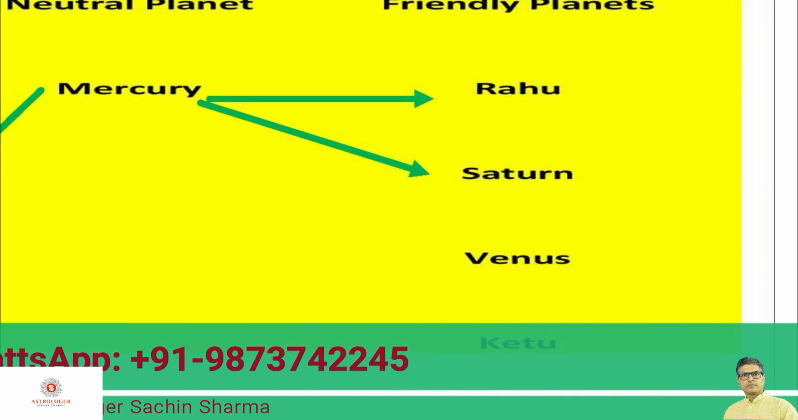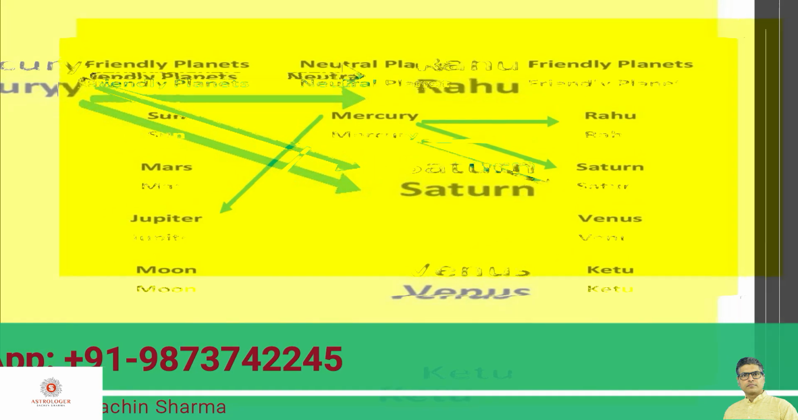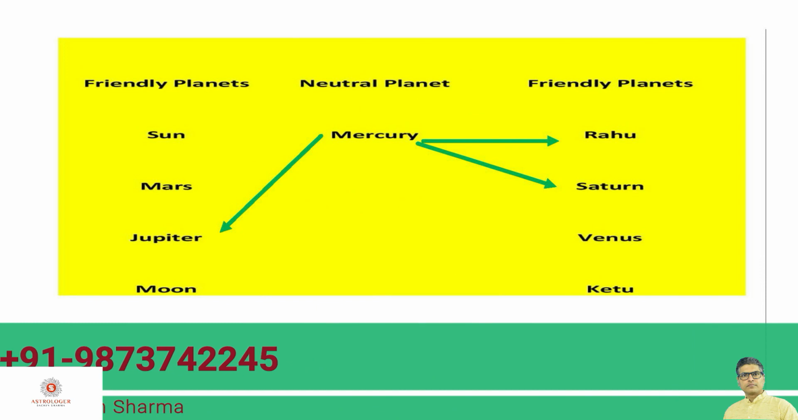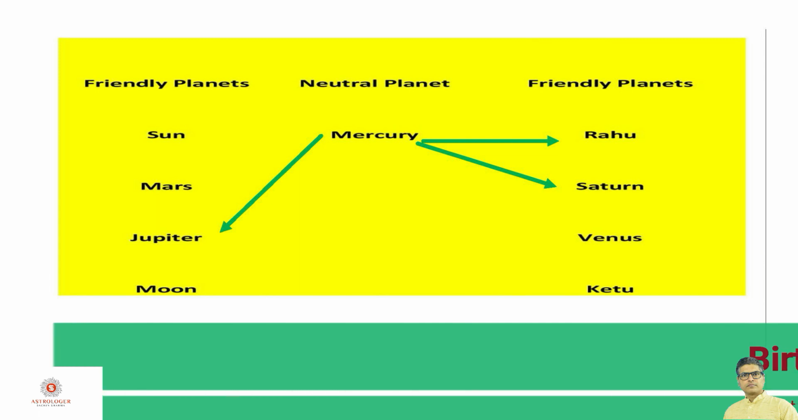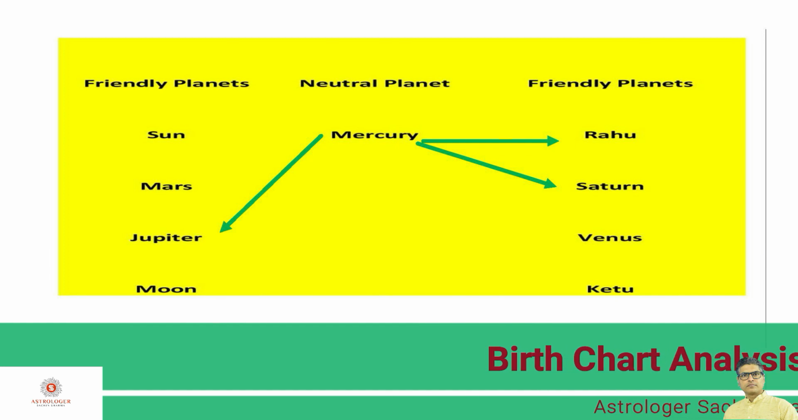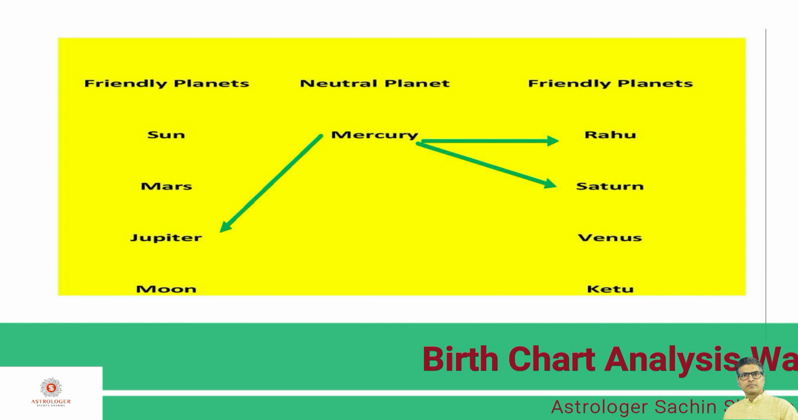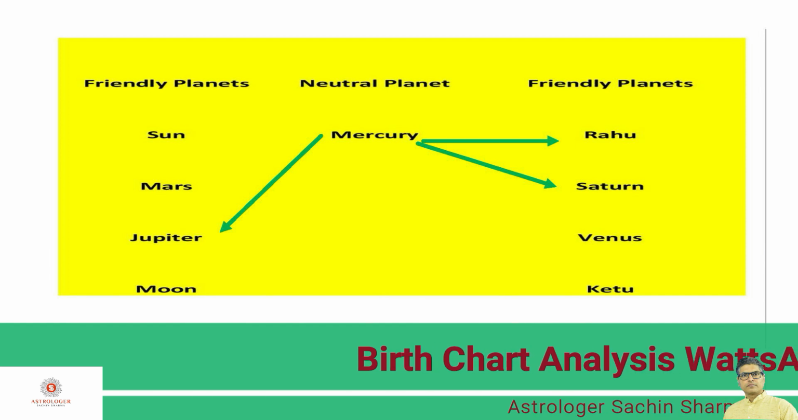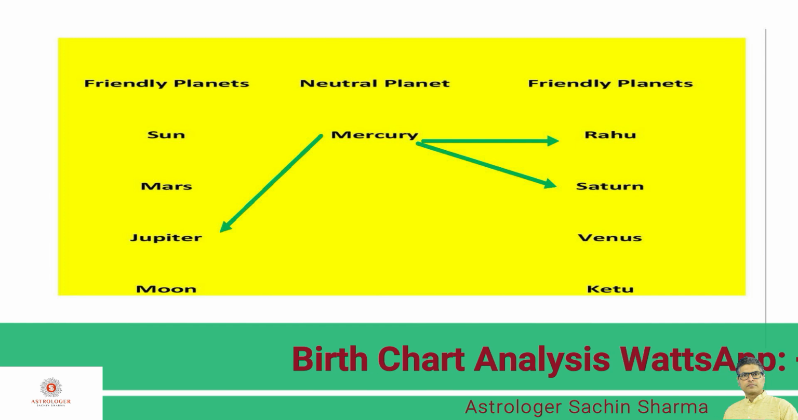Here Ketu and Venus are not friendly to each other, and the other planets are friendly to each other, as we have already discussed. So Mercury is friendly to Jupiter and also friendly to Rahu and Saturn. So here Mercury is called a neutral planet. With the help of these green arrows, the things are very clear to you. Now I think the concept of friendly planet, enemy planet and neutral planet is very clear to you.